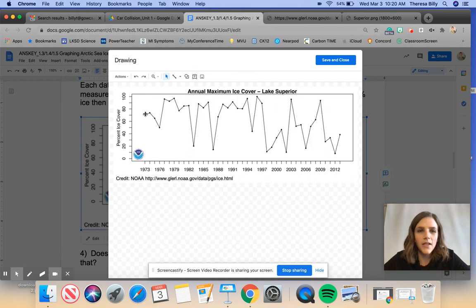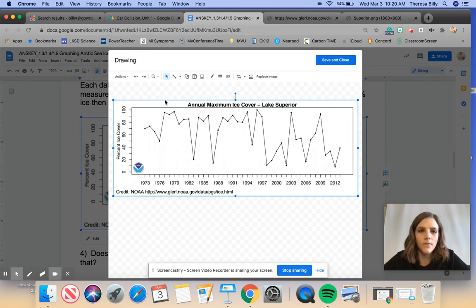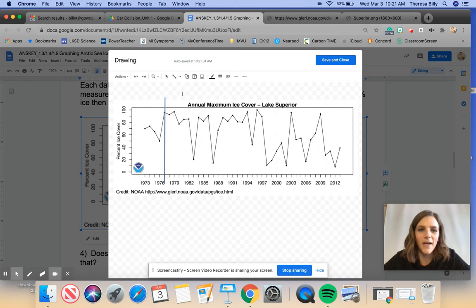1973 was my first data point. So that's 1, 2, 3, 4. And then here's my 5th one. So I'm going to draw a line that's going to be the first borderline of my 5-year graph. Then I'm going to do another 5 years: 1, 2, 3, 4, 5. So there's another one that happens at the year 1982. Then 1, 2, 3, 4, and then here's the next one.